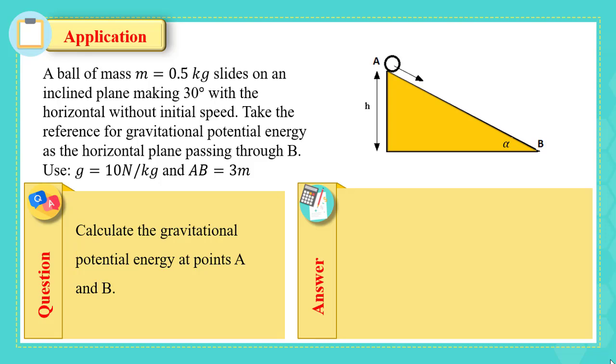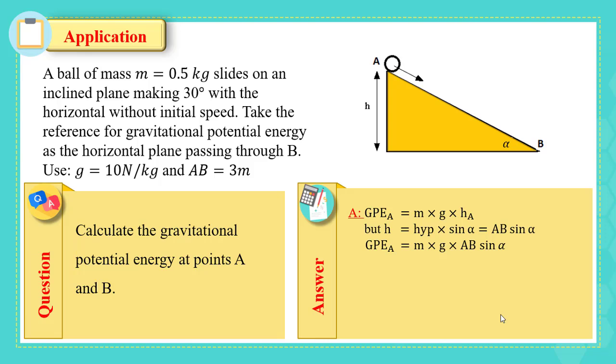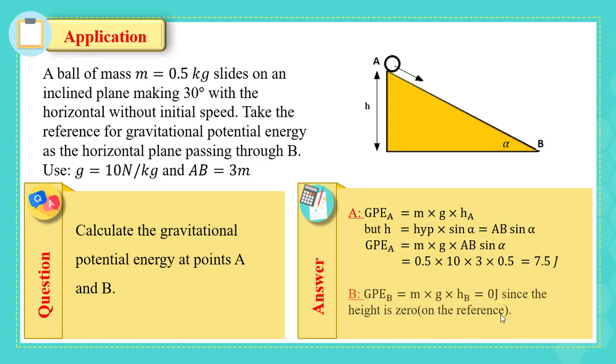Starting with point A, it's clear that A is above the reference with a height h. Then the gravitational potential energy at A is mgh_A, which is positive. But h_A is not given. From this triangle, we can say that h equals the hypotenuse times sine alpha. Then it's AB sine alpha. The expression of the gravitational potential energy at A becomes mg AB sine alpha. After calculation, it is 7.5 joules. Now at B, the gravitational potential energy is 0, since the height is 0, it is on the reference.